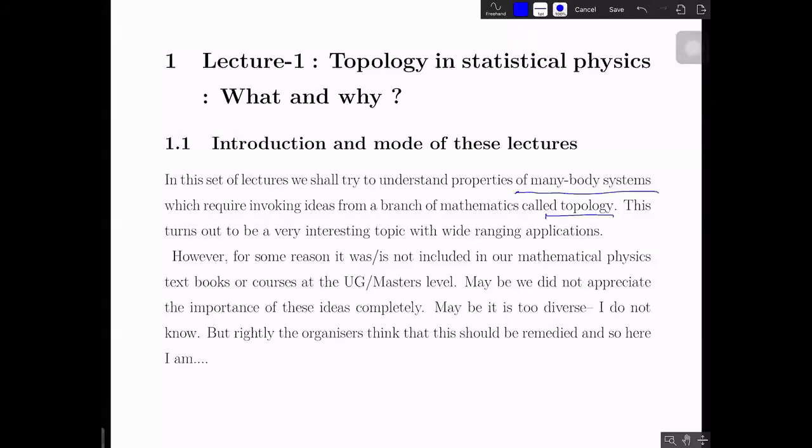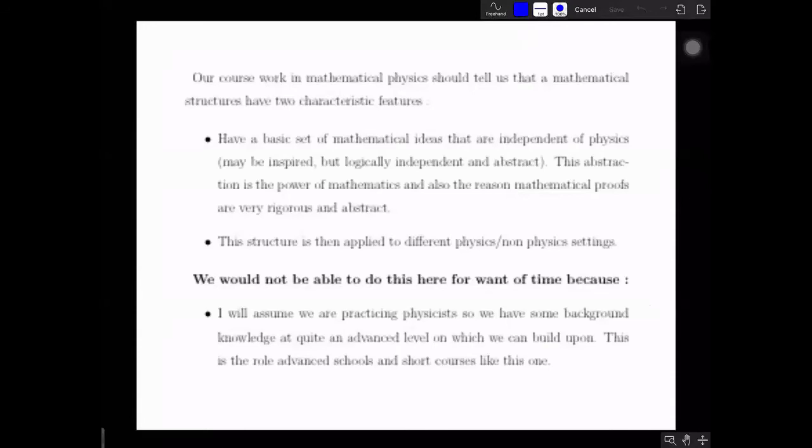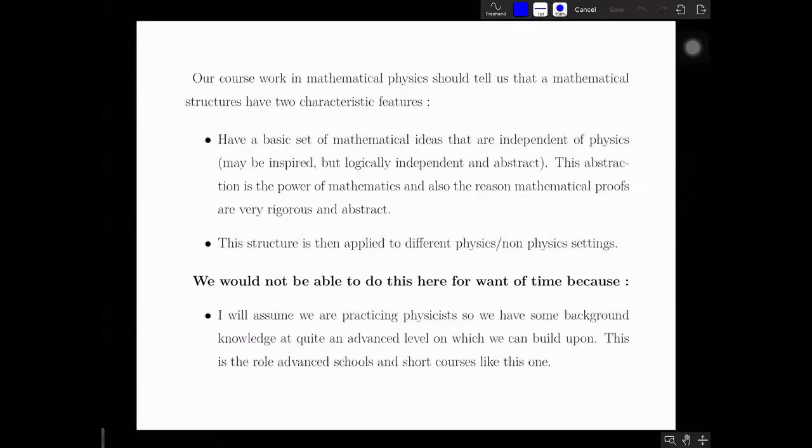But what we are going to do is try to fill up this gap and try to see what we can do. And this is what I'm going to try and understand. So you know that a typical course in mathematics, or mathematical physics rather, says that the mathematical structures that we use as physicists, and I'm going to assume that we all are practicing physicists, have two characteristic features. So it has a basic set of mathematical ideas which might be inspired by physics but are logically independent and abstract. That's a mathematical structure.